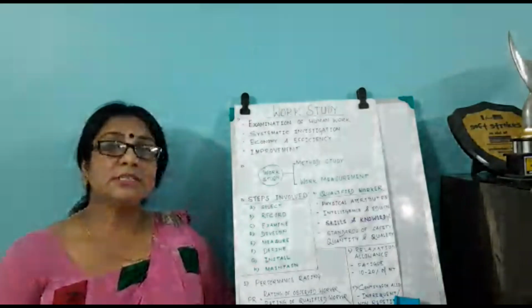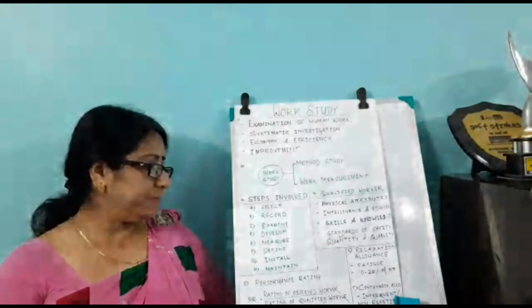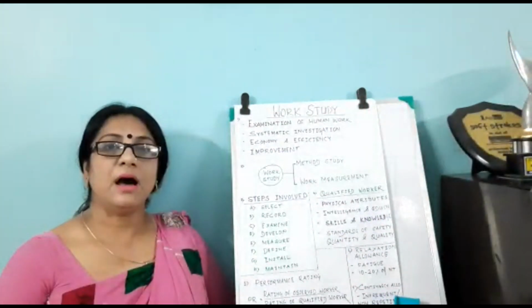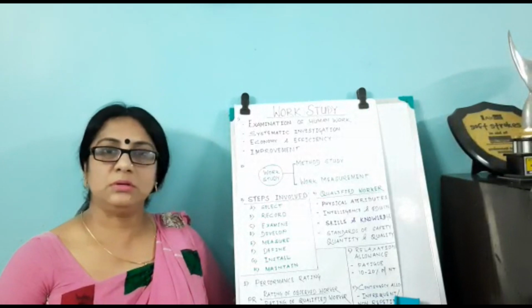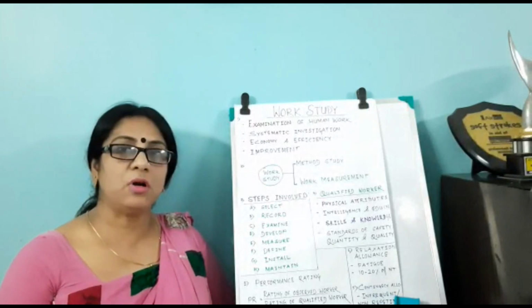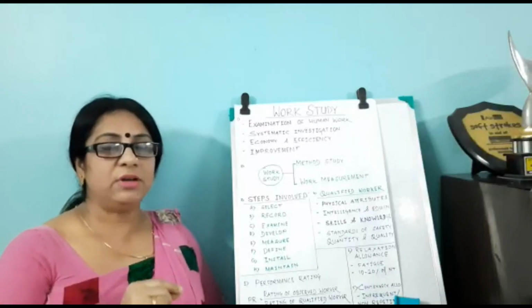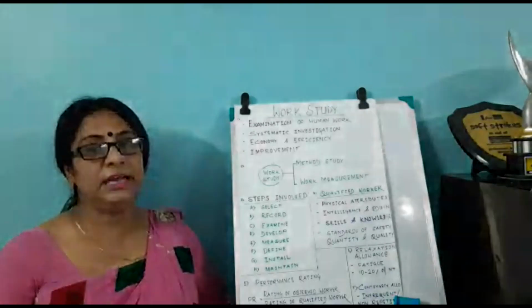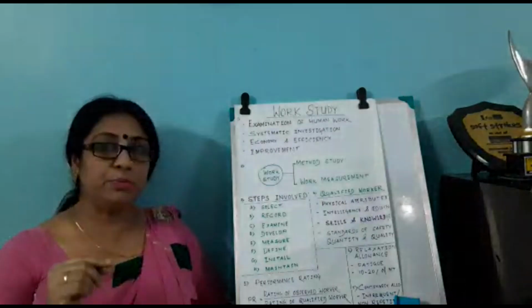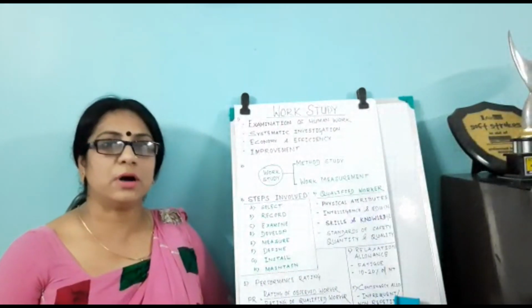Out of these, the first 3 steps, that is select, record and examine, are the common steps which are to be carried out irrespective of whether you are going for method study or work measurement. Basically, the fourth step, that is develop, refers to the method study, and the fifth step, that is measure, refers to the work measurement.